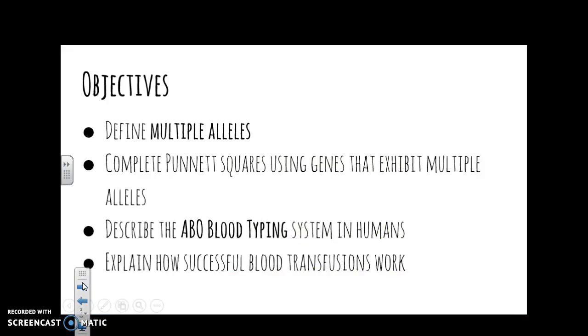So today we want to make sure that you can define multiple alleles and complete Punnett squares that are using multiple allele traits. Also, ABO blood types exhibit multiple alleles, so you want to know about those and know about blood transfusions. So we're going to talk about the first three in the notes, and then when you come back to class, we'll talk about blood transfusions.